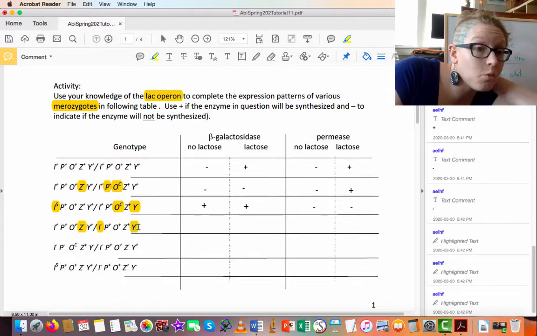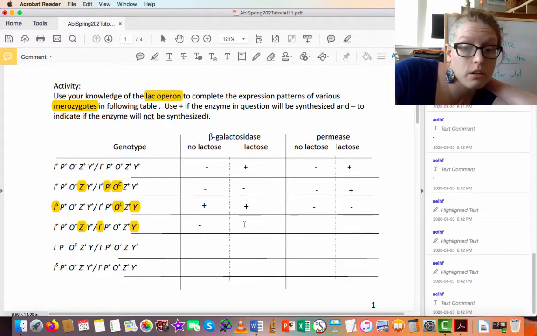And we have a non-functional Y. But we have one functional Y and one functional Z and one functional I. So overall, this is going to look normal. So try to make sure that makes sense to you. But this is going to look totally normal.